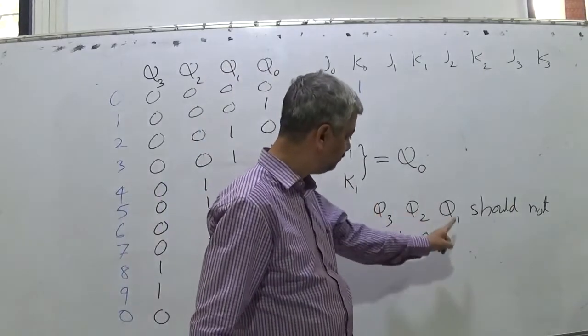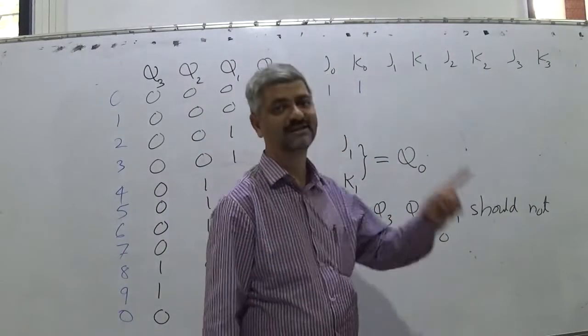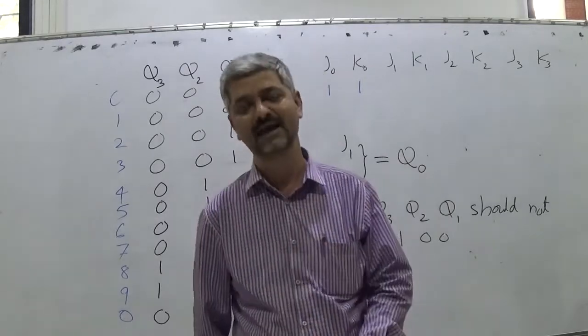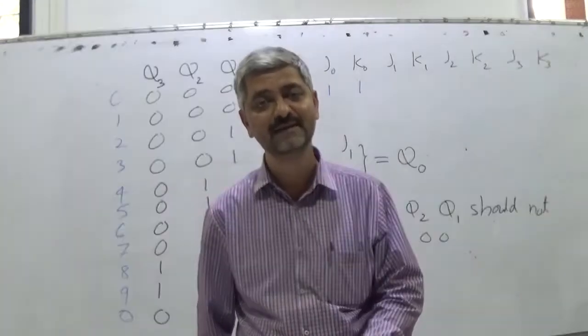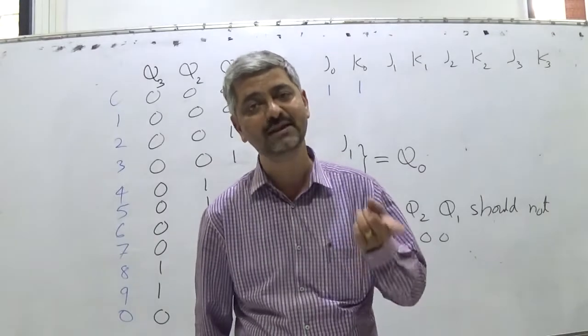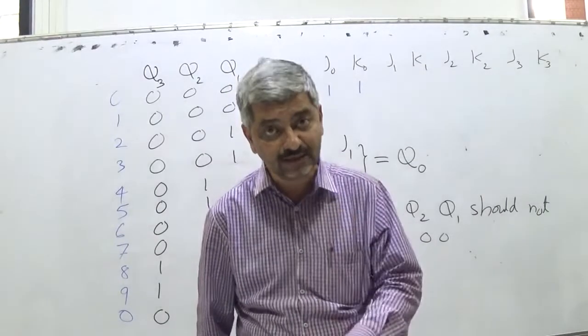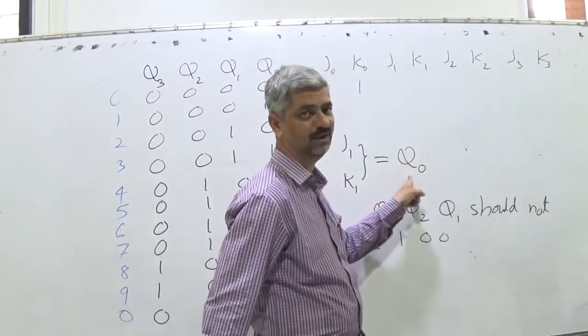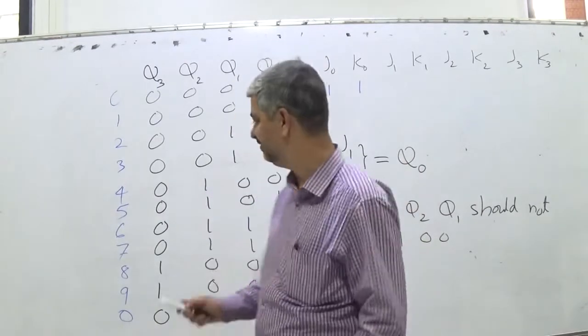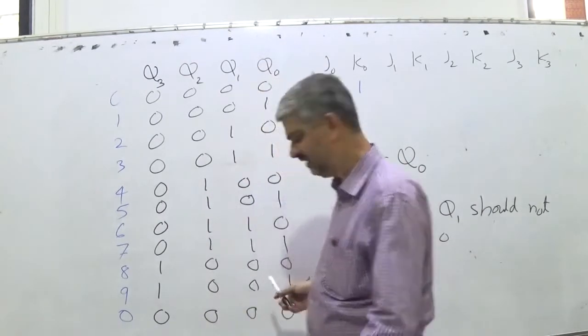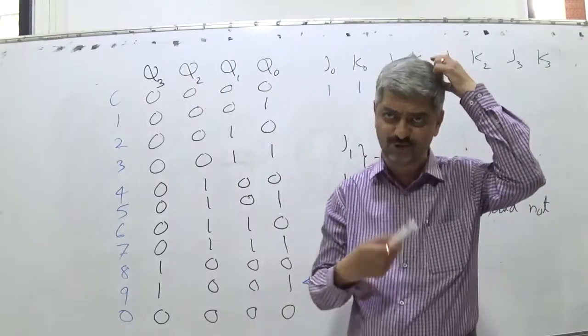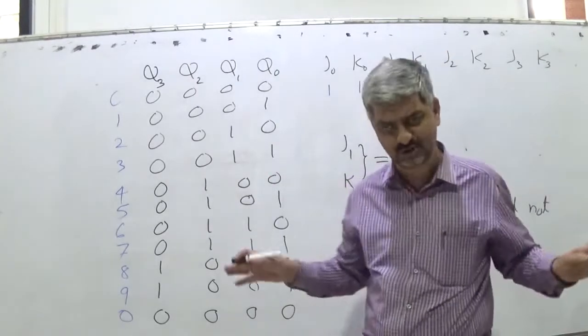When Q3, Q2, Q1 are 1, 0, 0, at that time it should be 0 even if Q0 is 1. So this should be 0. We can go for an alternative design also by using OR gates. How we go about it is not important.